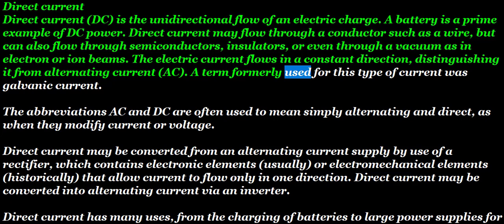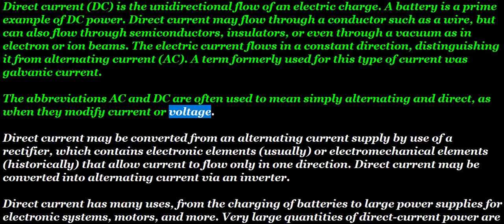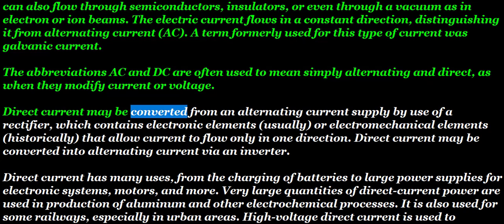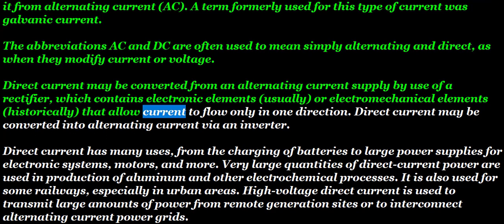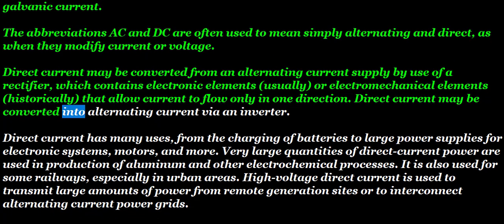A term formerly used for this type of current was galvanic current. The abbreviations AC and DC are often used to mean simply alternating and direct, as when they modify current or voltage. Direct current may be converted from an alternating current supply by use of a rectifier, which contains electronic elements, usually, or electromechanical elements, historically, that allow current to flow only in one direction. Direct current may be converted into alternating current via an inverter.